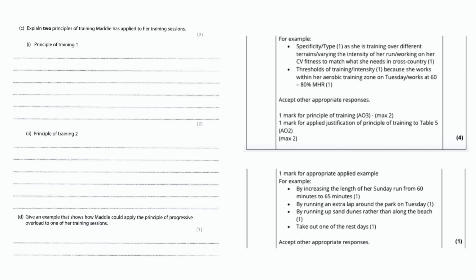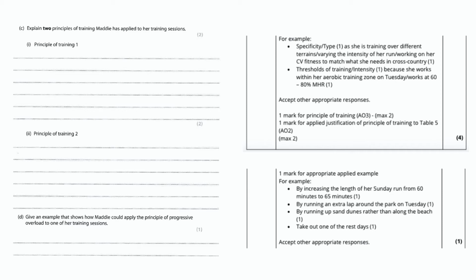Next question, give an example that shows how Maddie could apply the principle of progressive overload to one of her training sessions. So you've got a few options here, but possibly the easiest one is she could have increased the time of one of her training sessions. So she could have increased the 60 minutes up to 80 minutes, for example. She could have increased the frequency of one of her sessions.